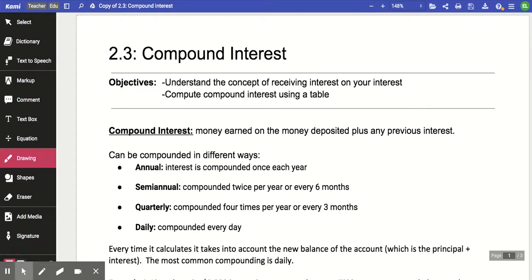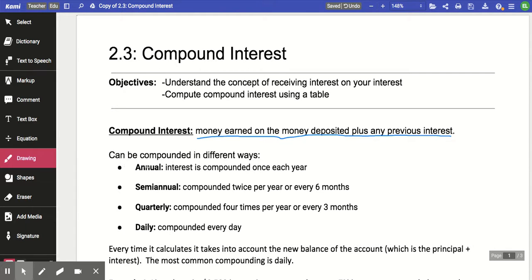In section 2.2, we discussed savings accounts and how you might earn simple interest on those. However, simple interest works with only earning interest on the principal amount, or the amount that you deposit into the account itself. As you may remember from Algebra 2, compound interest is a completely different beast. If you recall, compound interest is money earned on both your principal amount plus any previous interest. And that's why it can grow so quickly.